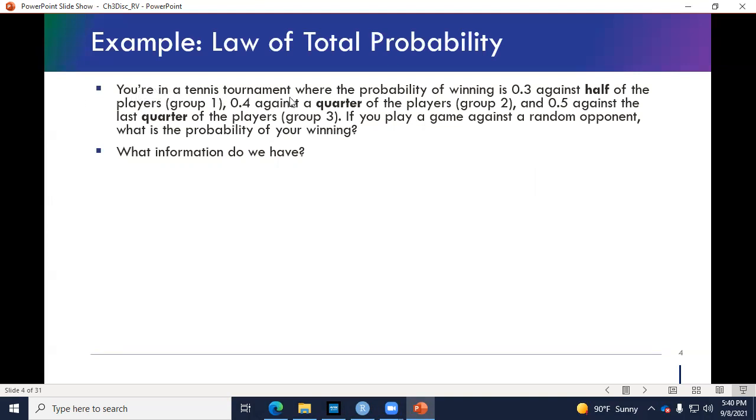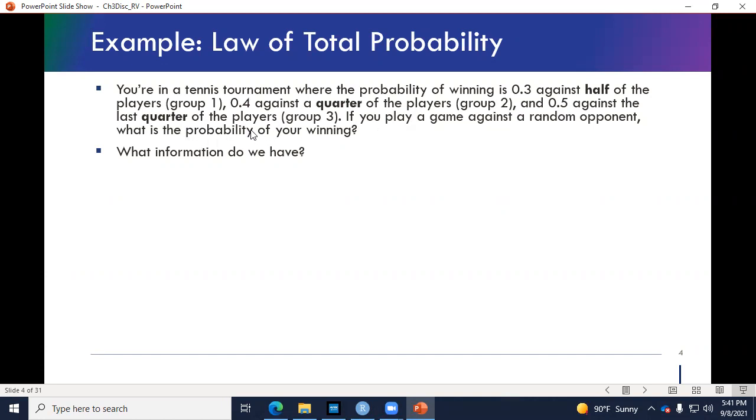You are in a tennis tournament where the probability of winning is 1 against half of the players. We call the half of the players group 1. The probability of winning is 0.4 against a quarter of the players, which we name group 2. And 0.5 against the last quarter of the players, which we name group 3. Given a random opponent, what is the probability of winning? So this is asking the probability of winning.